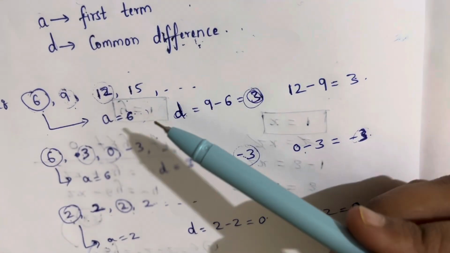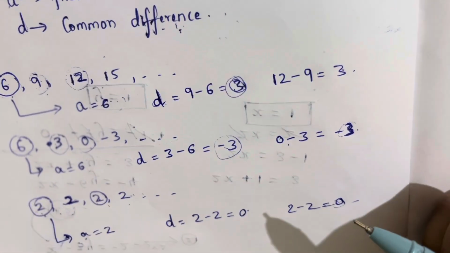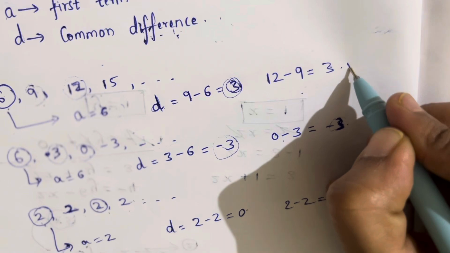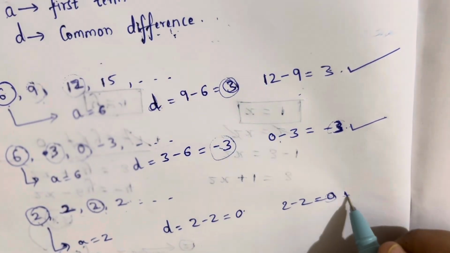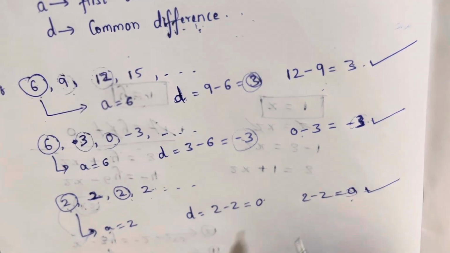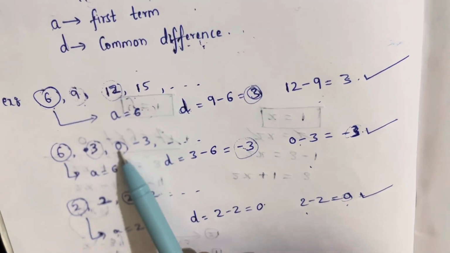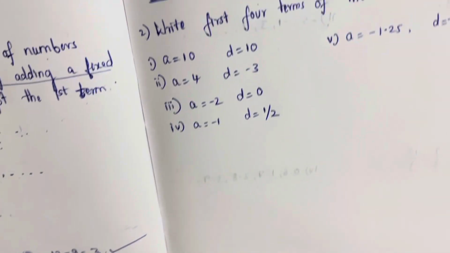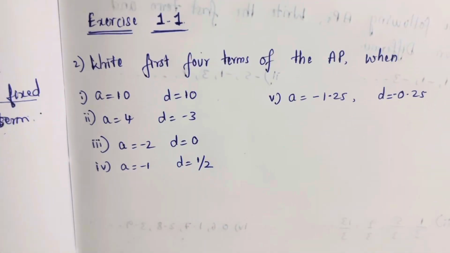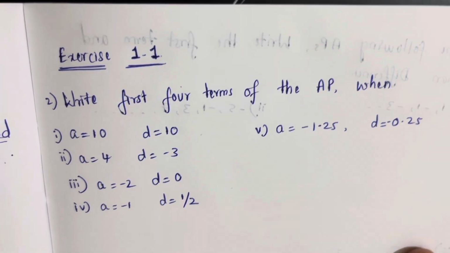Here I have taken these 3 examples to let you know that the difference can be a positive number or a negative number or 0. It can be anything. Okay, got this right? Like how the arithmetic progression will be. Okay, now we will move forward to exercise 1.1 from the NCERT syllabus.